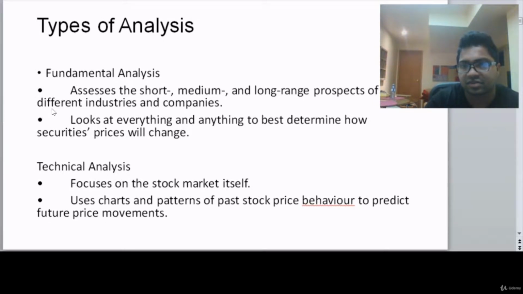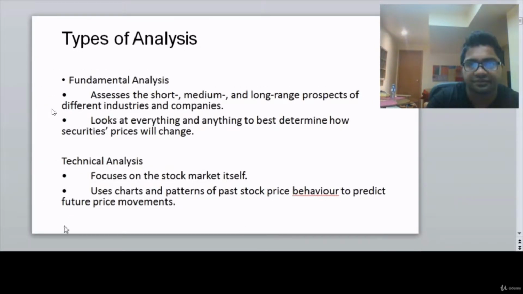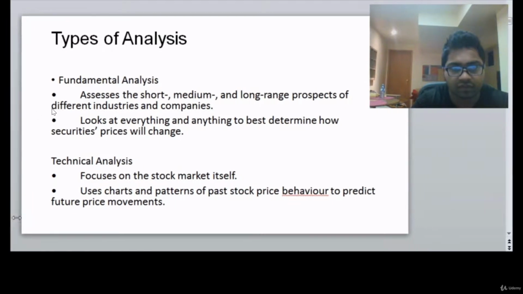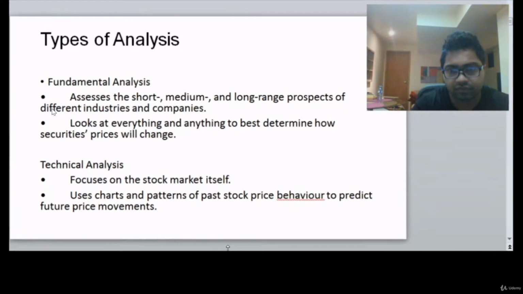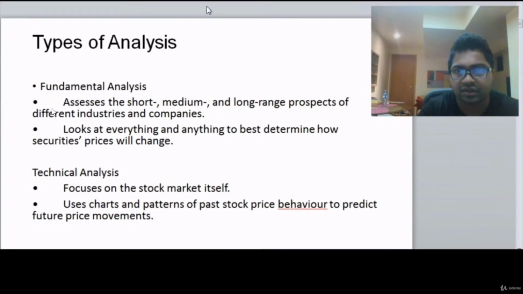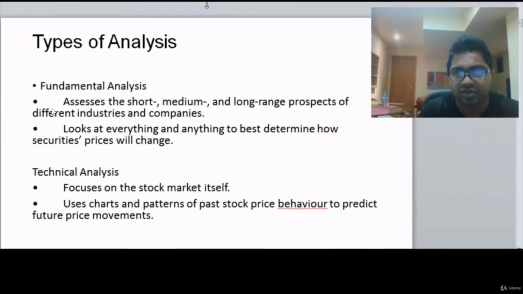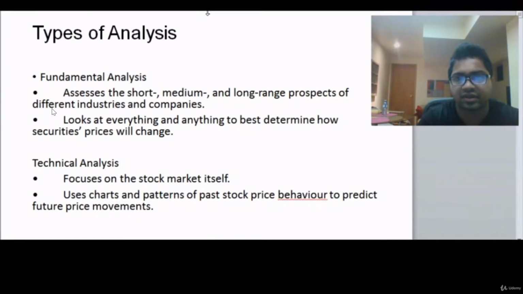Just a second, I'll zoom out a bit, so that the view is better for you guys when you see this recording.